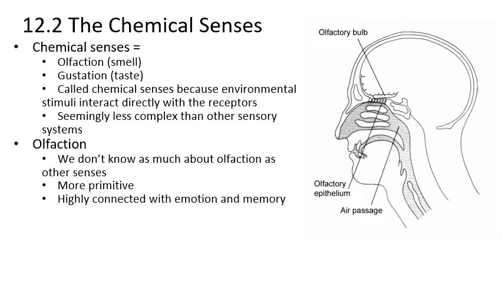And so the paucity of information that we have may not actually represent the full complexity of the system. Olfaction in general is more primitive, and it's highly connected with emotion and memory and motivation as well. So that's why we're covering the chemical senses in the motivation and emotion chapter, because these senses are intimately involved with emotion and motivation.